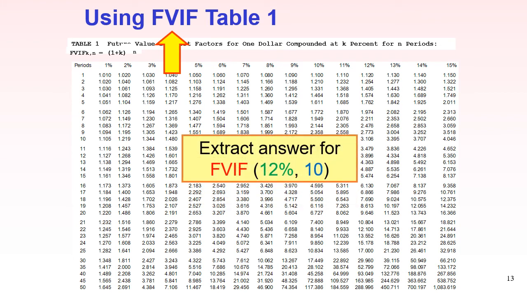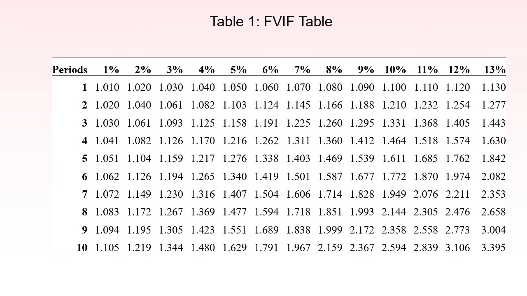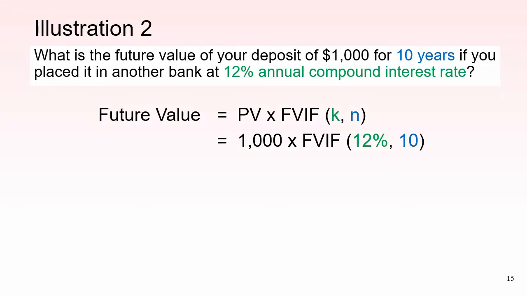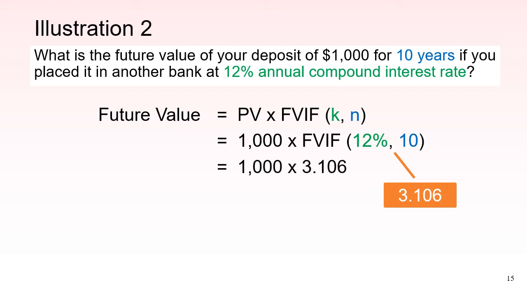Next, we're going to find the answer from the table. With known value for K and known value for N, the intersection is the answer. Substitute the answer from the table into the formula, and we get an answer of 3106.